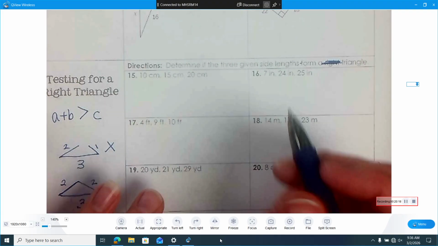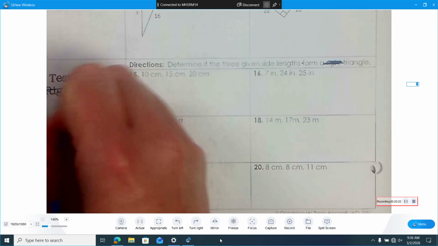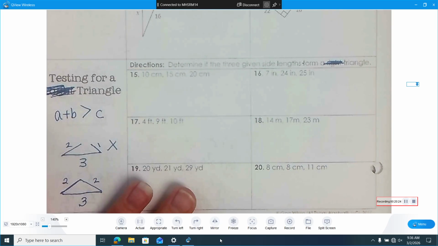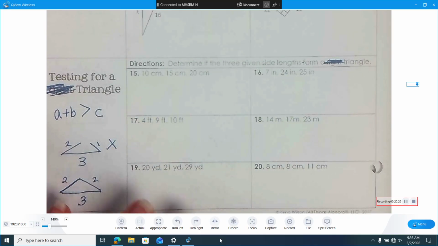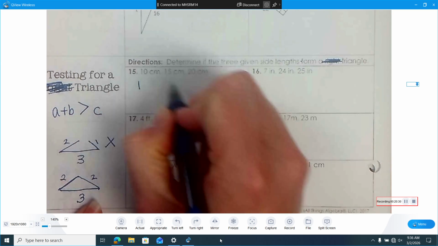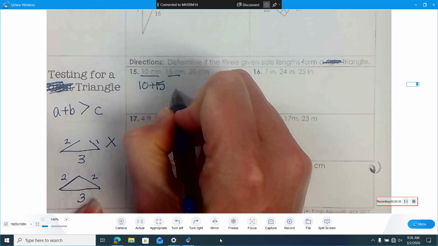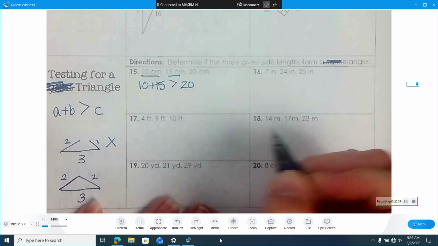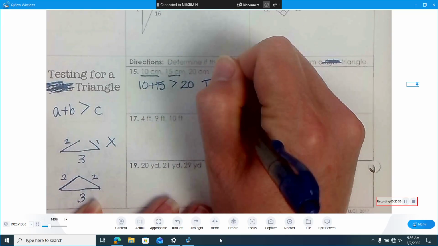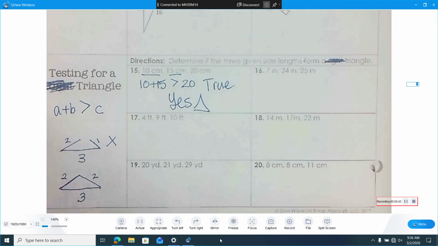Let's say, here we go. So I want to compare testing for a triangle, not a right triangle. I don't care about that right now. So here we go. The two smaller sides, 10 plus 15, is that bigger than 20? True. Yes. So yes, we have a triangle.